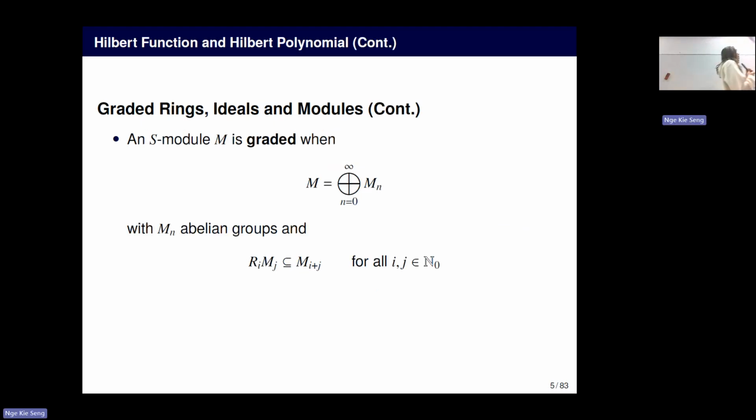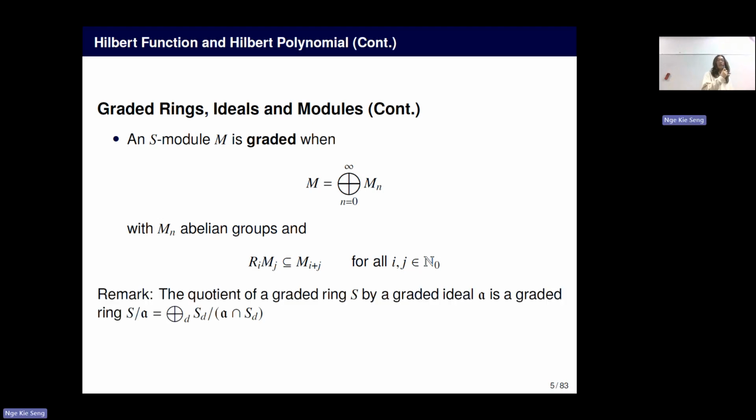Right. And also we say an S module M is graded when this module can be written as an infinite direct sum of abelian groups, and these groups are closed under scalar multiplication. Okay, it should be S_i M_j under the scalars in the ring S. Right, and we can also prove that if we quotient a graded ring by a graded ideal, what we get is also a graded ring, such that the pieces of the graded ring also equal the quotient of the pieces of the ring and ideal.